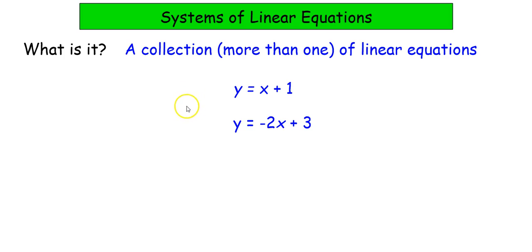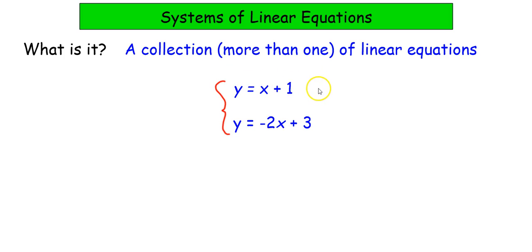All it is is when you have more than one equation. So it's a collection of more than one linear equation. Here we've got two equations, so that would constitute a system. It's just more than one. Hopefully we've talked about this enough to where we can look at these two equations and know what they look like.